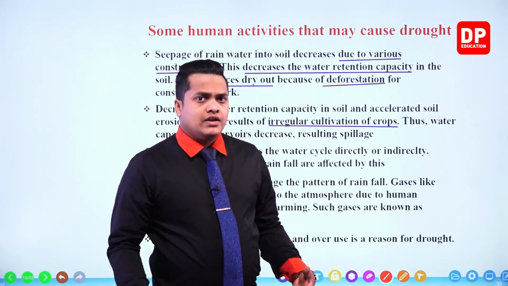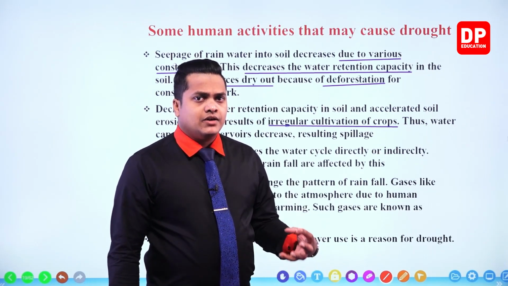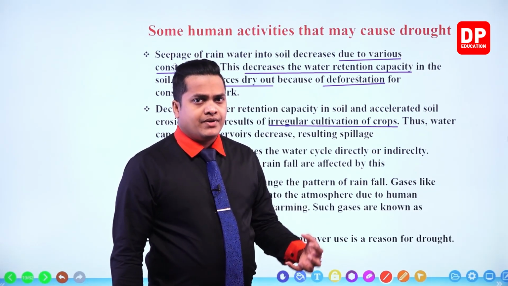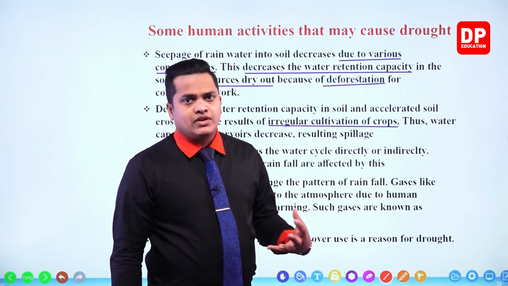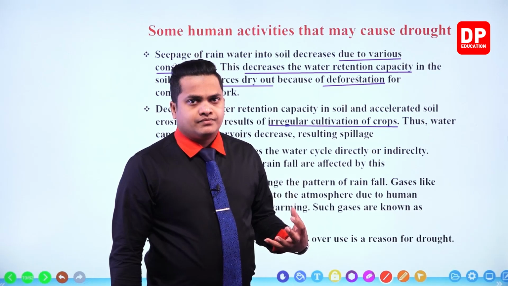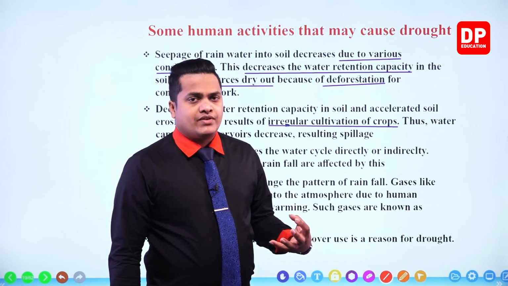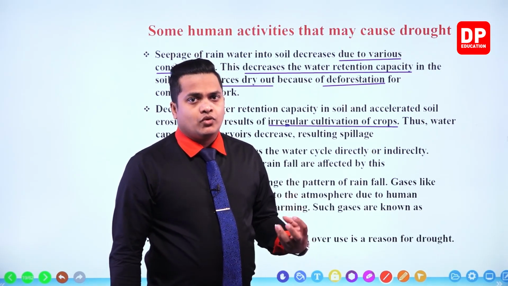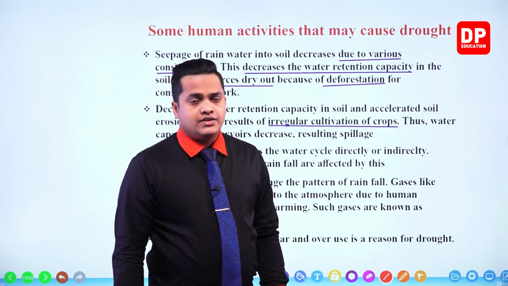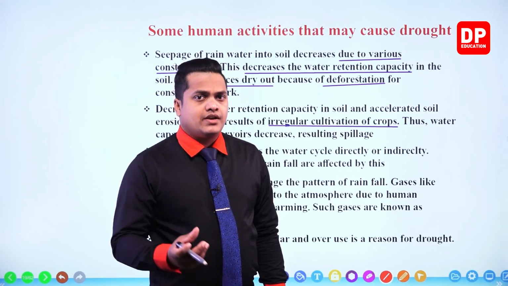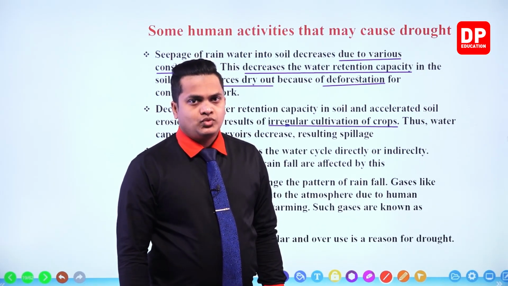Because you know that I have explained that upon deforestation, what will happen? The normal water level within the soil is going to decrease. So in that case, what will happen? The water retention level within the soil is also going to decrease, and because of that a drought can happen, right?